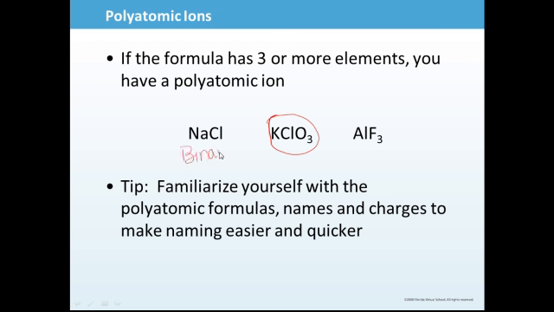Because this first one is actually binary. It has sodium, chlorine. This third one has aluminum, fluorine. So that's going to be binary as well. Now notice I'm not counting how many atoms, just how many elements. I have sodium, chlorine, aluminum, fluorine. Here I have potassium, chlorine, and oxygen. If you have 3 or more different elements, it doesn't matter how many of each you have, you have a polyatomic ion.